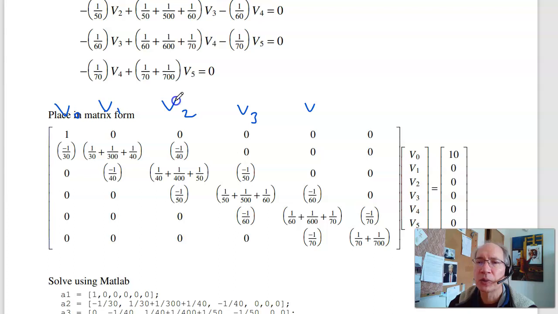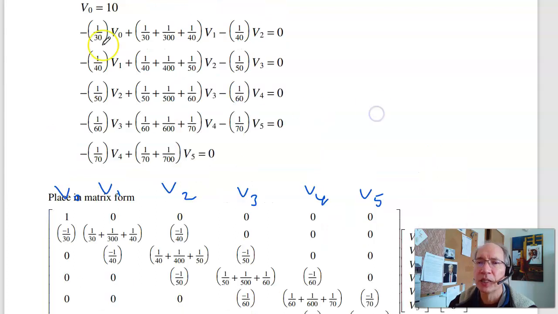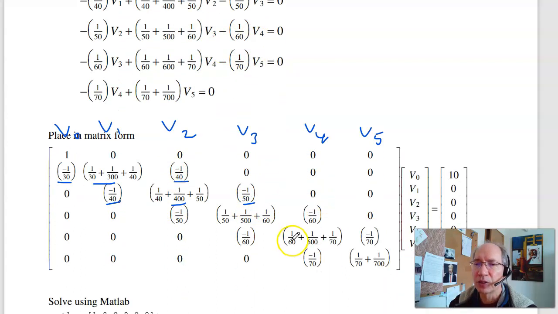So like this equation, let's do the first equation right here. Minus 1/30th V0 plus this mess times V1 plus minus 1/40th times V2 is 0. 1/40th times V1 plus this mess times V2 minus 1/50th times V3. That's all those elements. Another way to check is when you're done, it should be symmetric. Because I've got 40 ohms connecting nodes 2 and 1, I've got 40 ohms connecting nodes 1 and 2. So these terms should match.